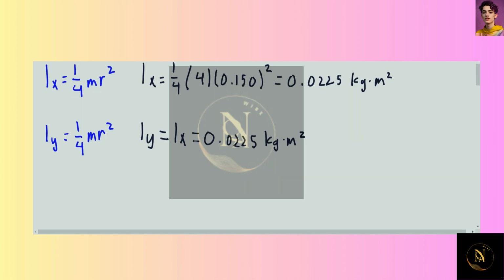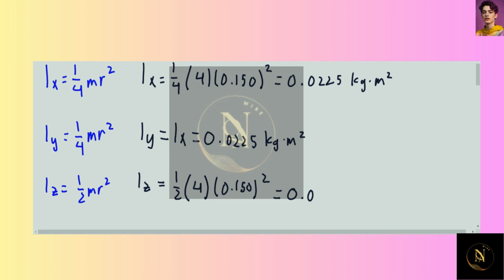Now for the z component, this one's going to be equal to 1 over 2 mr squared. So I of z is equal to 1 over 2 times the mass times the radius in meters squared. And we'll get a moment of inertia equal to 0.045 kilogram meters squared.